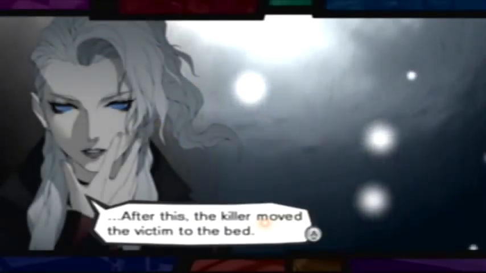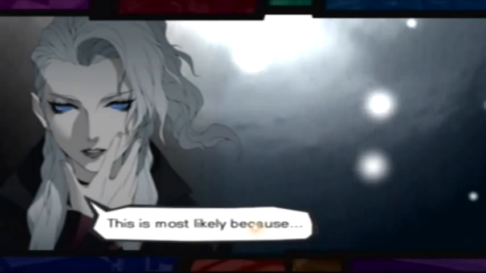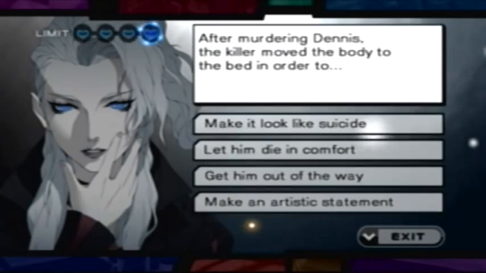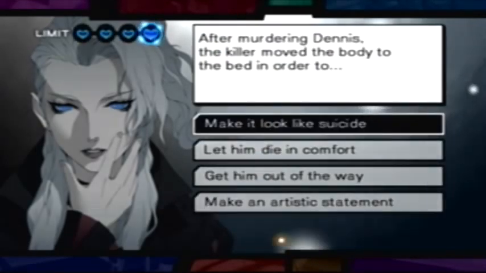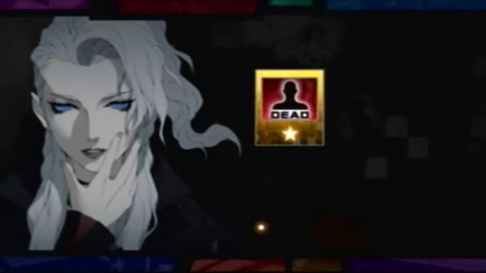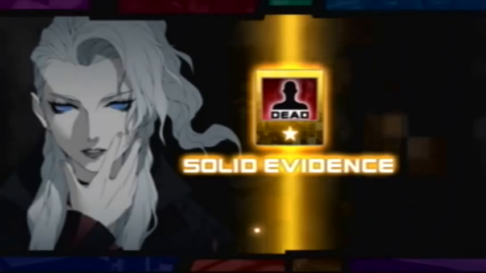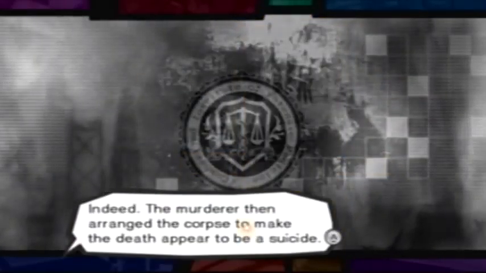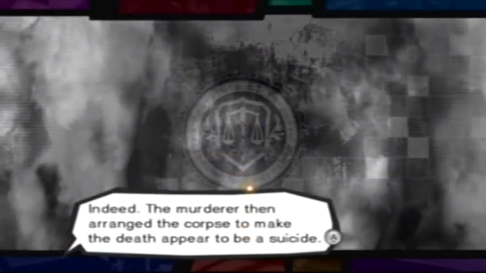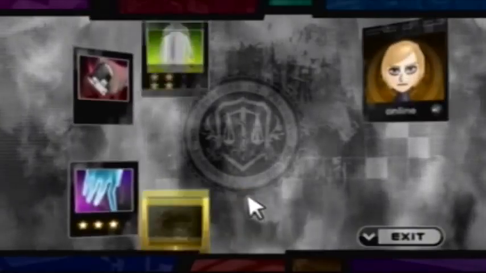After this, the killer moved the victim to the bed. This is most likely because... Indeed. The murderer then arranged the corpse to make the death appear to be a suicide. That is what I believe took place, according to the evidence we have gathered.